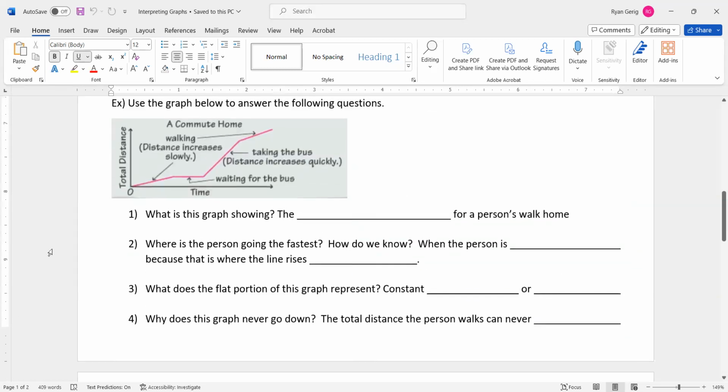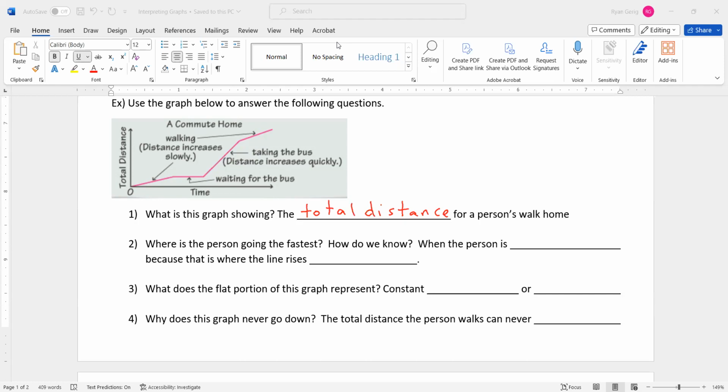So this one, you can see the title of the graph, A Commute Home. What is this graph showing? It's showing the total distance for a person's walk home. Now, it's important to understand it's a total distance. It's not a distance from home. I'll talk about that with question 4.